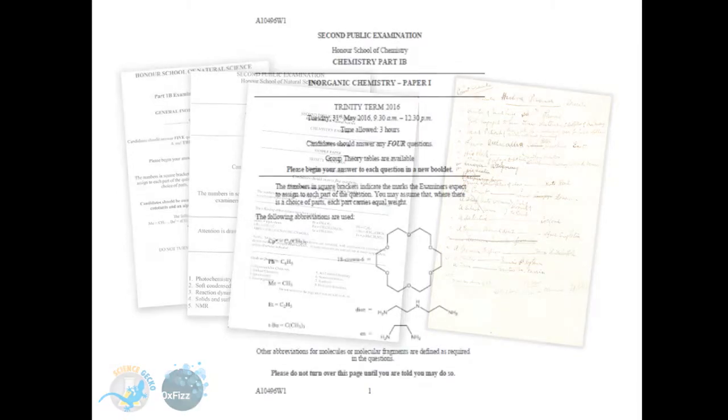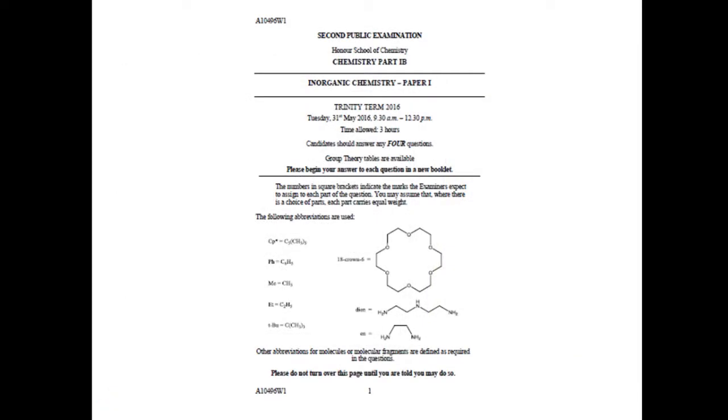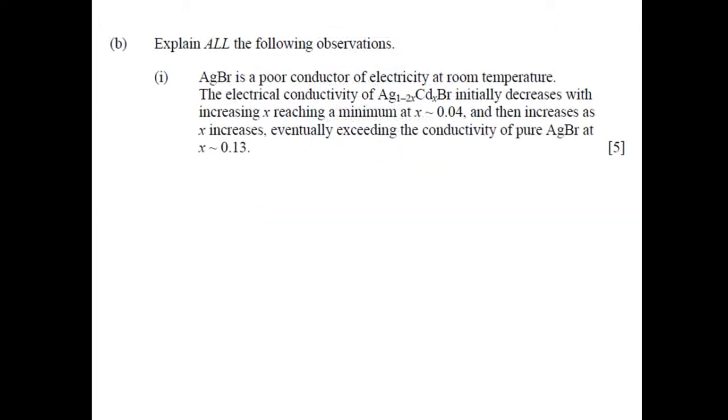First, let's look at an inorganic chemistry paper. These are the easiest of the three to adapt into interview questions because you tend to need less background knowledge to approach a given question. Here I have the 2016 third year paper. Let's look at question 1B1. I should probably note here that this question is on the electronics of solid state materials, which is my area of expertise. Explain all the following observations.